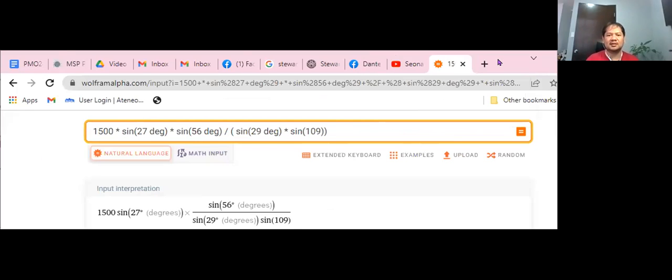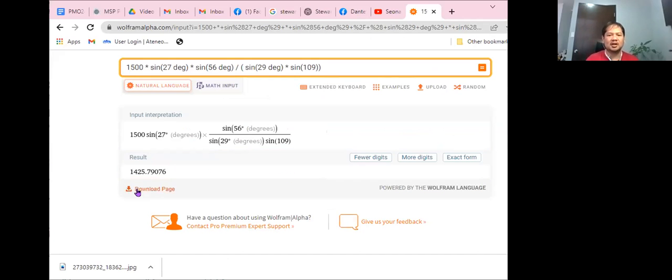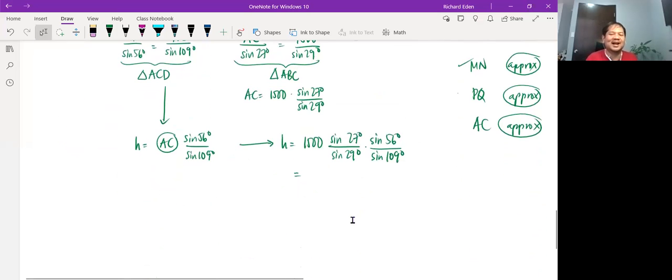What's the result, guys? 1425 is what I got, but you got something else. Unless there was a mistake, one just needs to check. So it's about 1425.7. Therefore, it is one of the top 15 tallest buildings in the world. 1425.79 feet.